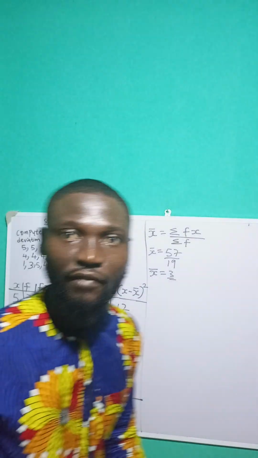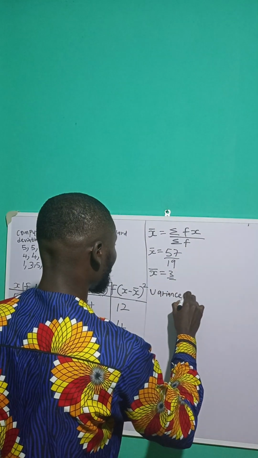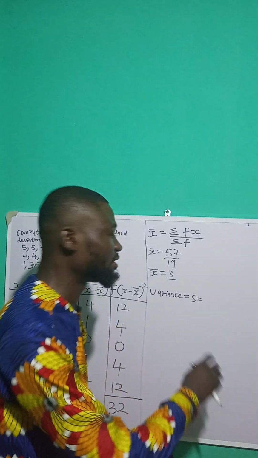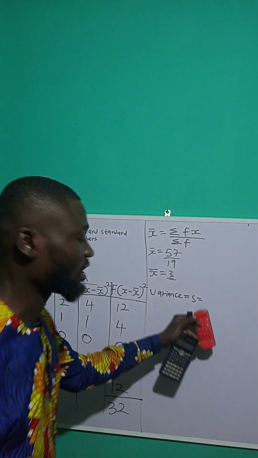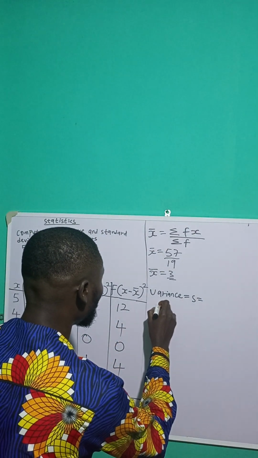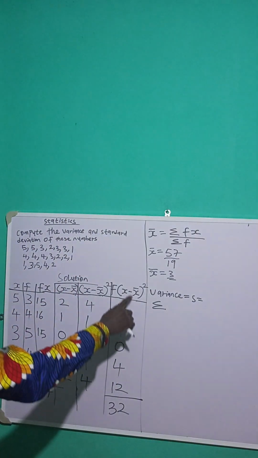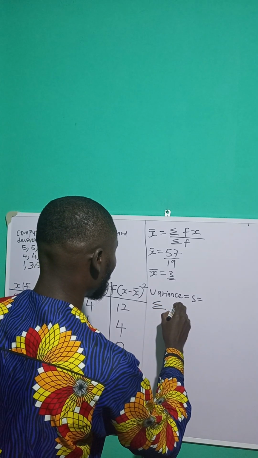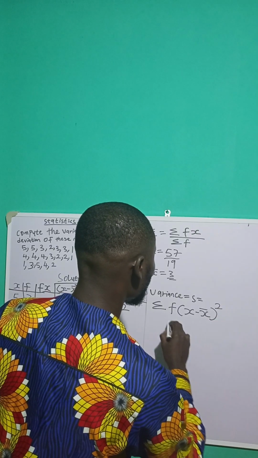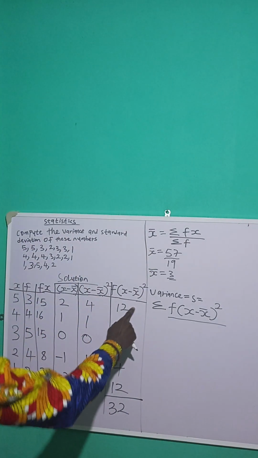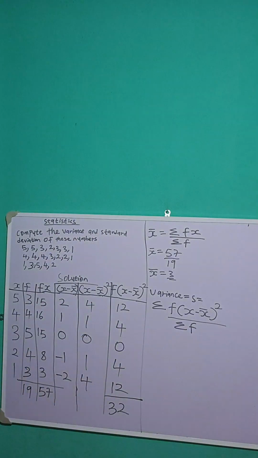Now, we will look for our variance. This variance is denoted with S. So whenever you see S, it's talking about variance. So the formula for variance is what? This thing represents the sum of total. Summation of f bracket x minus x bar raised to power 2 over the summation of f.